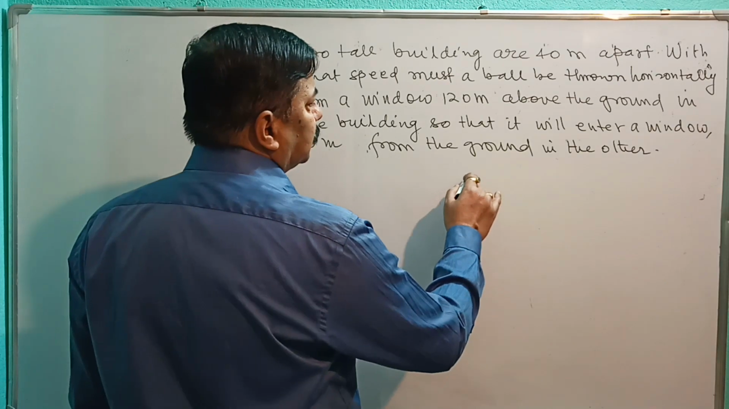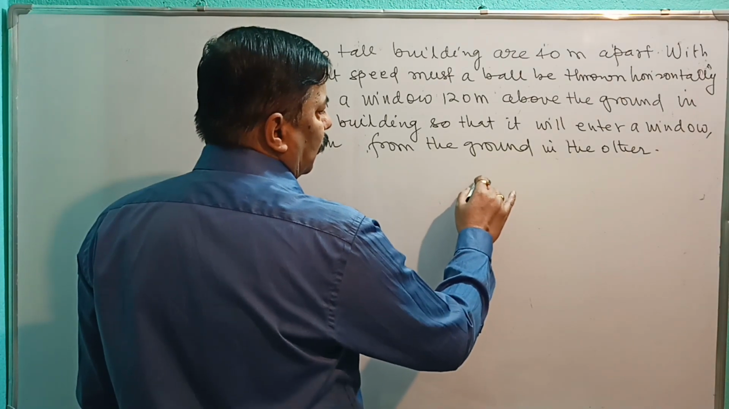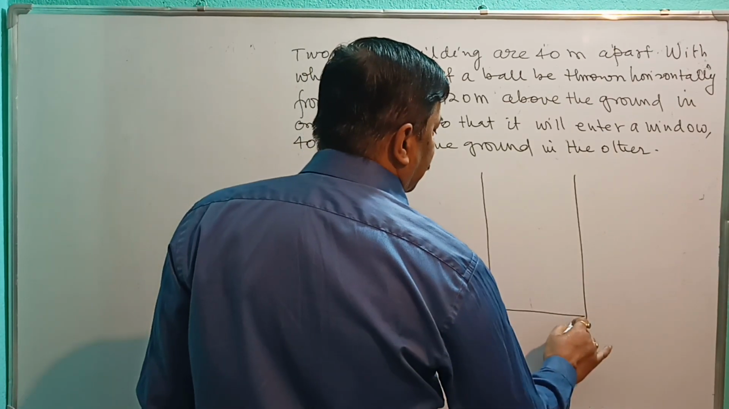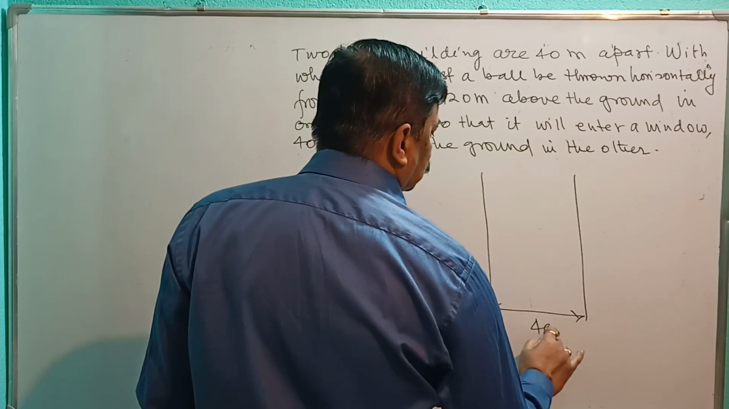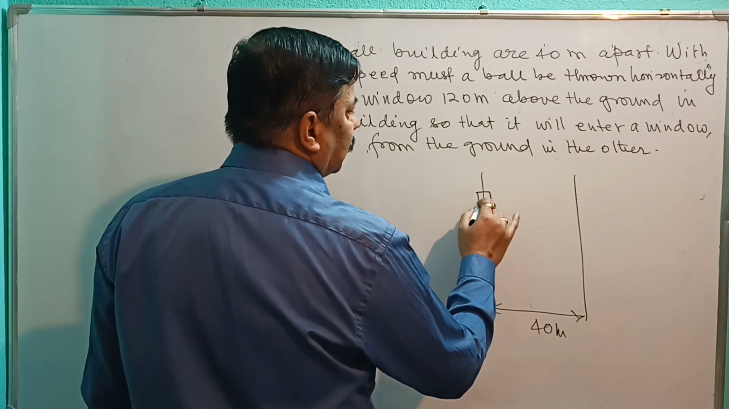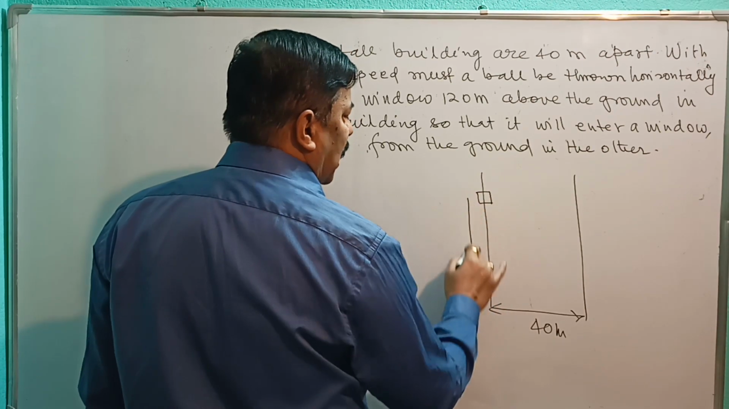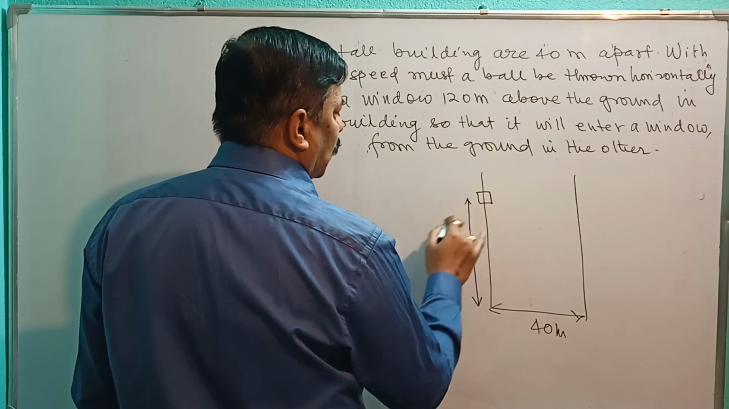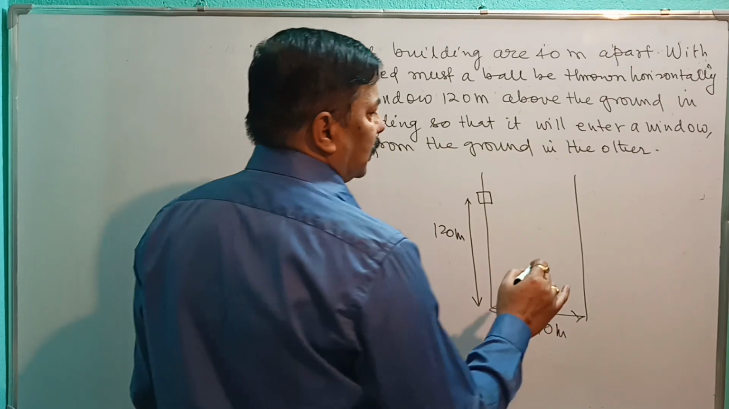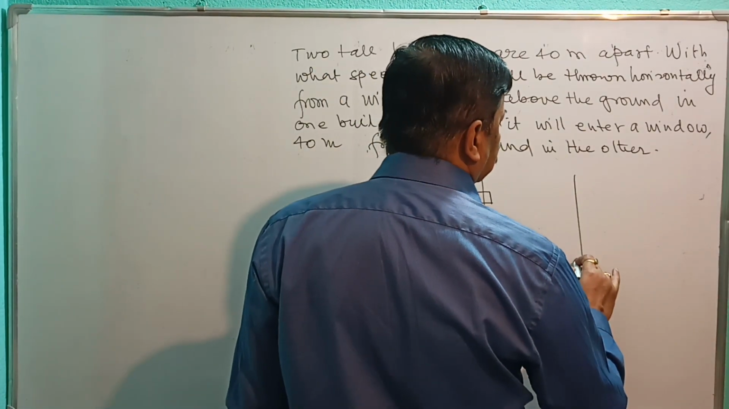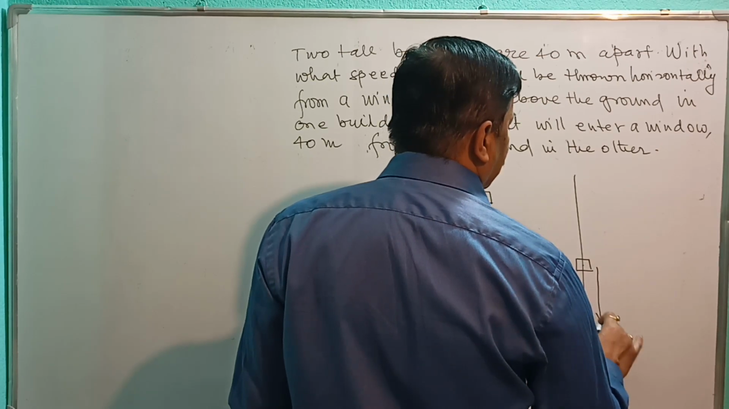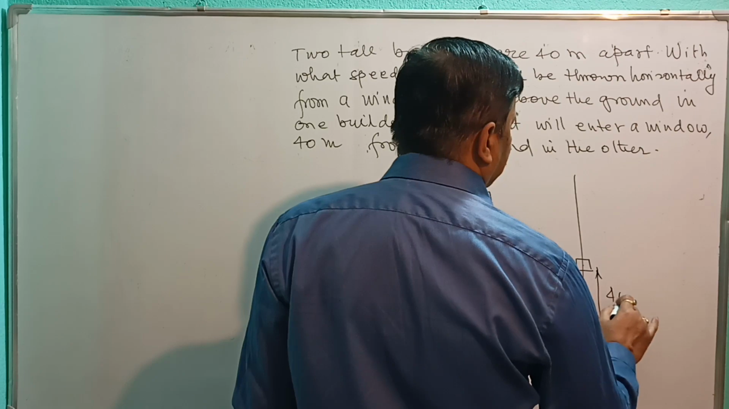If I take one building is this, tall buildings are there and they are 40 meter apart. One window is here. According to the question, this height is given 120 meter, and another window is here. According to the question, this height is given 40 meter.